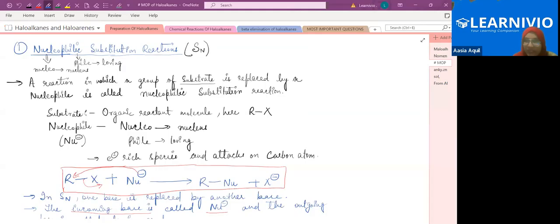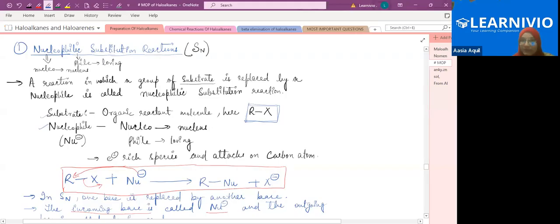So it's a reaction in which a group of substrate, and now there are two words, I have discussed it in the previous class, substrate and nucleophile, right? In this type of reaction, there are two terms, substrate and nucleophile. So what is a substrate? They are basically the organic reactant molecule, right? And because we are discussing haloalkane, here the substrate is haloalkane, your RX. Here the substrate is your RX, haloalkane, right? So that's the substrate.